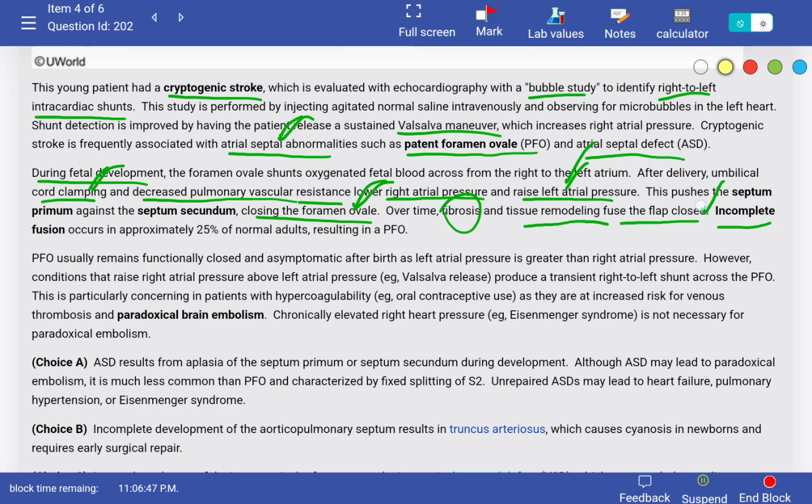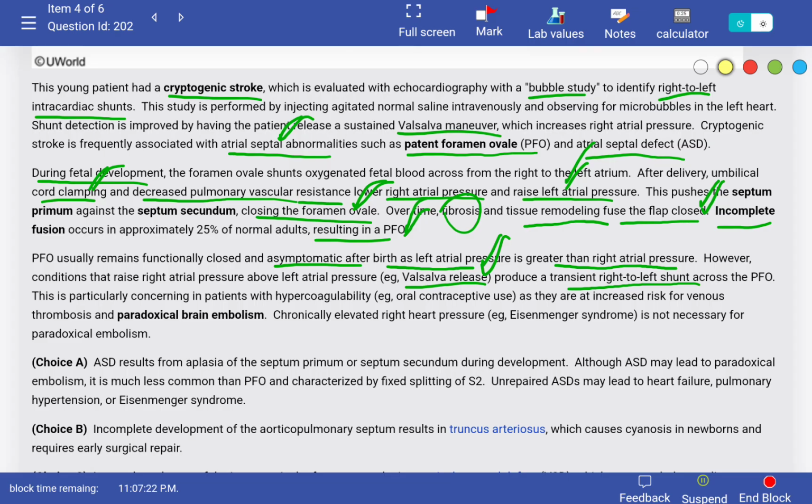Now, the problem is that incomplete fusion occurs in approximately 25% of normal adults, resulting in patent foramen ovale. Patent foramen ovale usually remains functionally closed and asymptomatic after birth, as left atrial pressure is greater than right atrial pressure. However, conditions that raise right atrial pressure above left atrial pressure, for example Valsalva release, produce a transient right to left shunt across the patent foramen ovale.